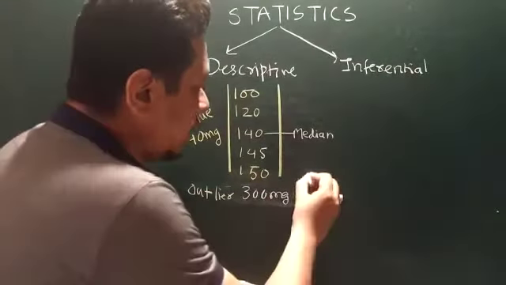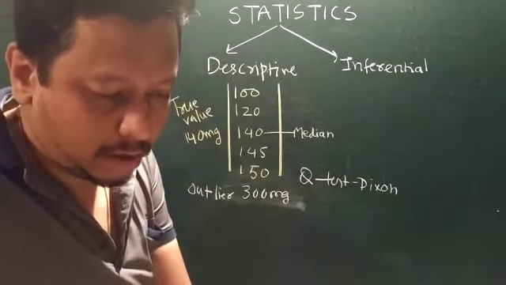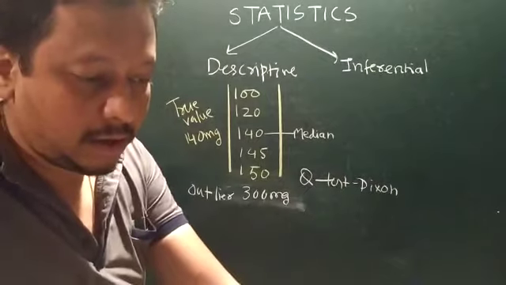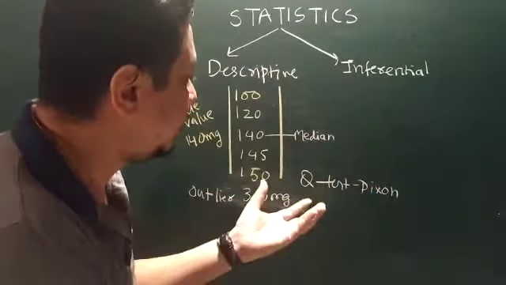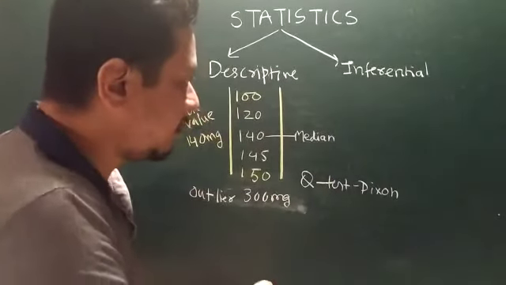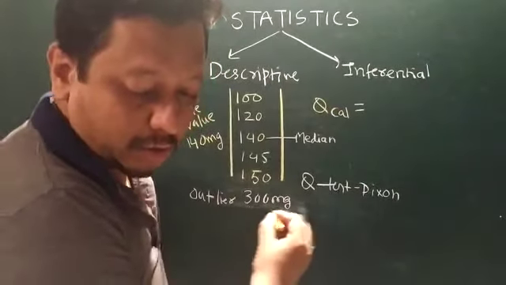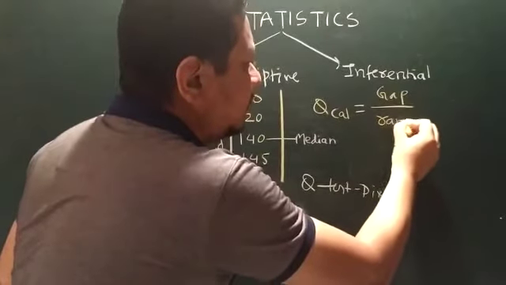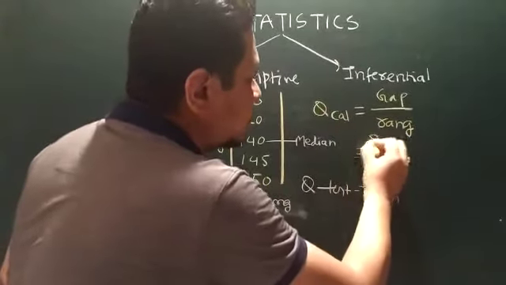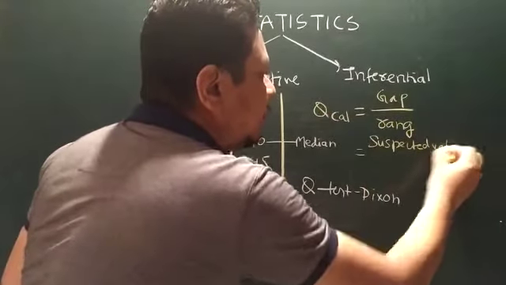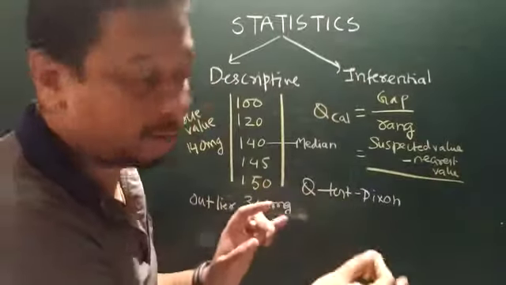So in that case we have to perform a Q test, known as the Dixon Q test. This Q test gives us an understanding, instead of the Z value or Z score that we take in inferential statistics, by taking outliers. How? What is the formula of the Q test? Q calculated is nothing but the gap upon the range. The gap is the suspected value minus the nearest value, and the range is the higher value minus the lower value.